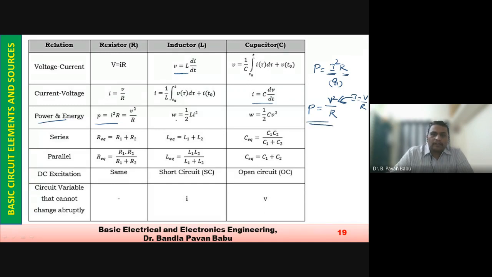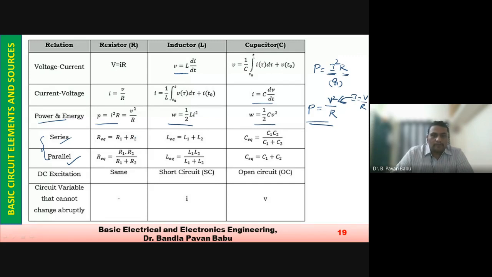And what about the energy in the inductor? It is half L I square, and here it is half C V square. These two I can explain later, along with when resistors are connected in series and when resistors are connected in parallel. I will take a separate session on this and explain it clearly.